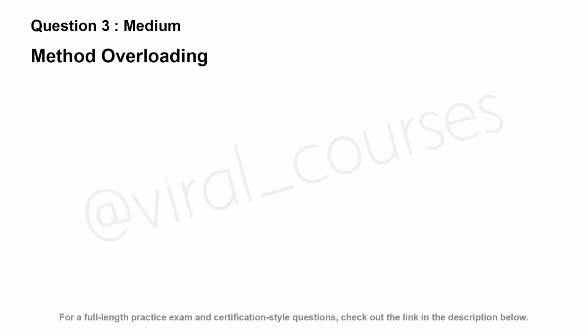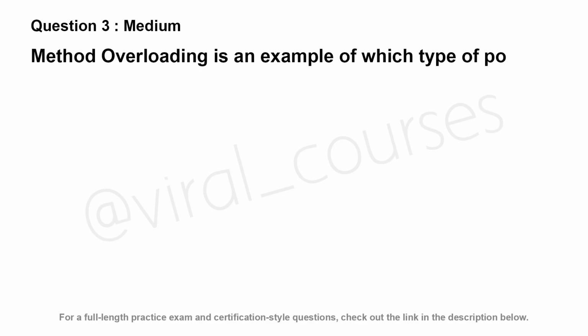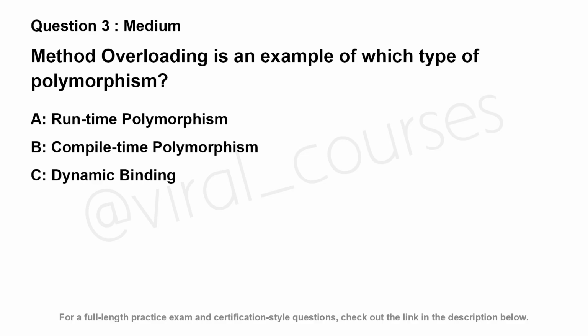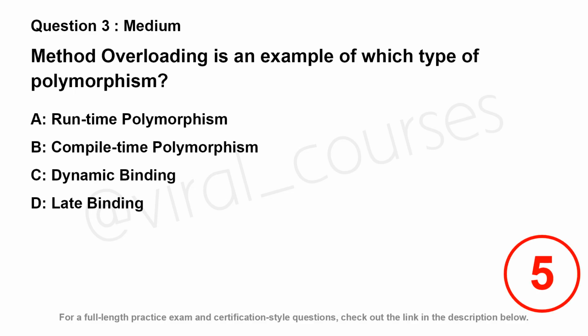Method overloading is an example of which type of polymorphism? Option A, runtime polymorphism. Option B, compile time polymorphism. Option C, dynamic binding. Option D, late binding.